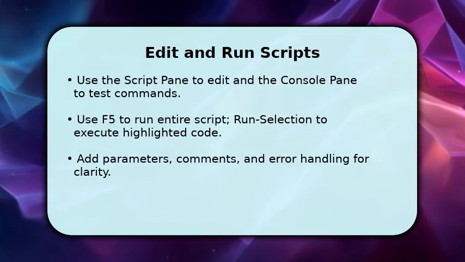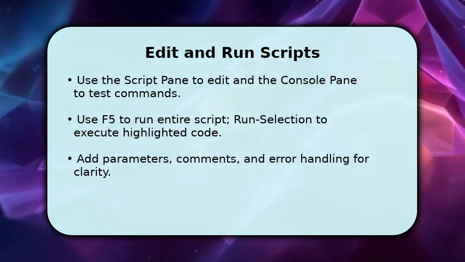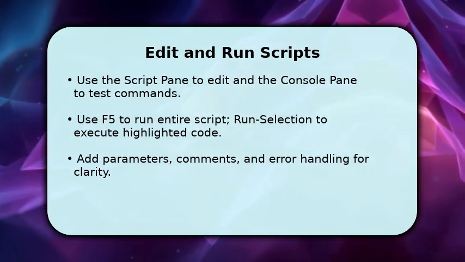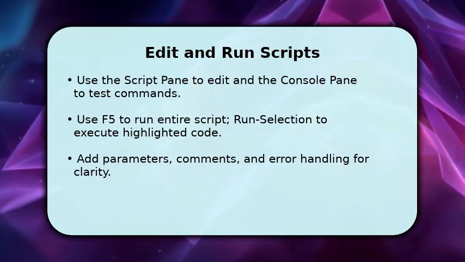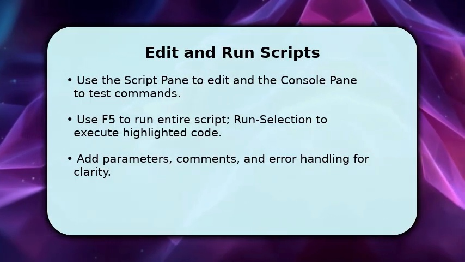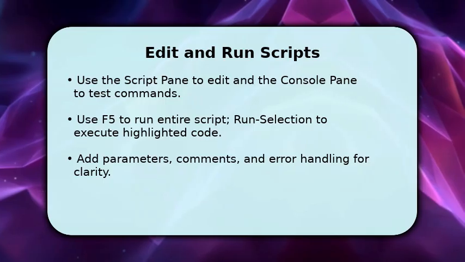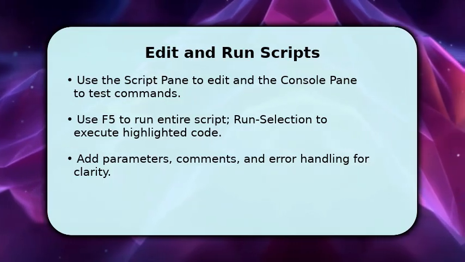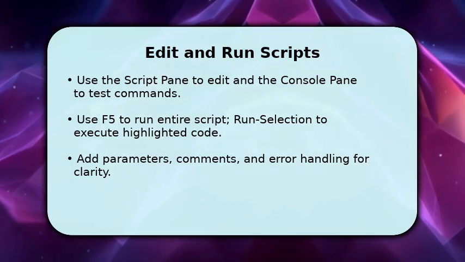Add parameters and comment blocks at the top so you and others understand usage. Also include try/catch blocks to capture errors. That makes failures informative instead of silent. Once a change passes, run the whole file again to validate behavior end-to-end.